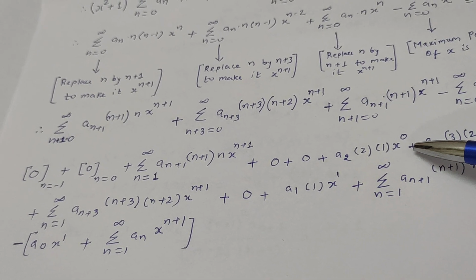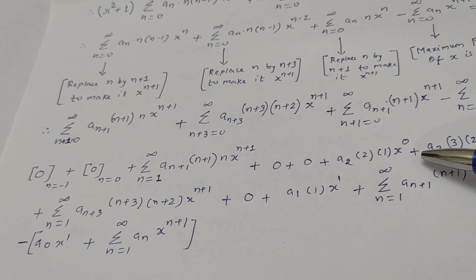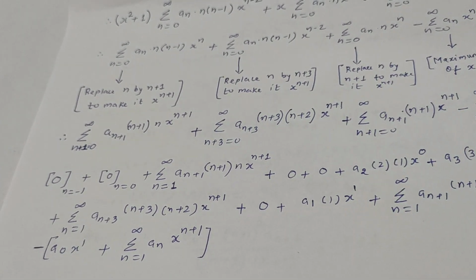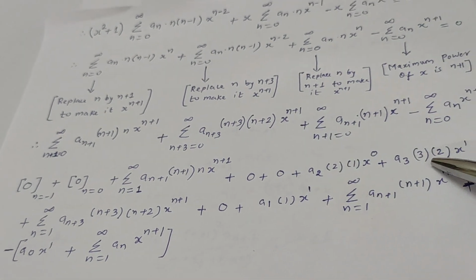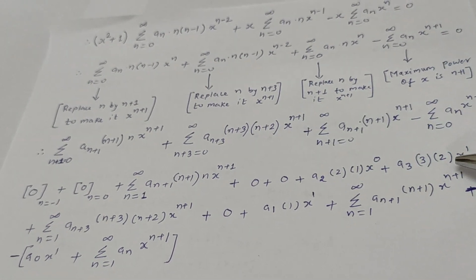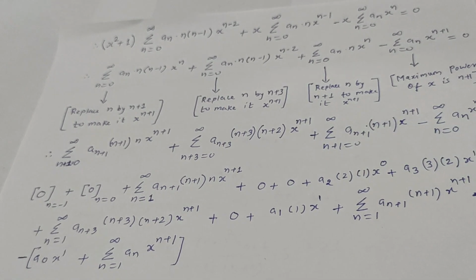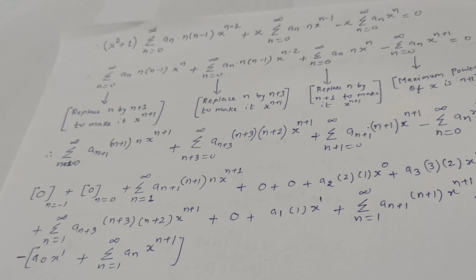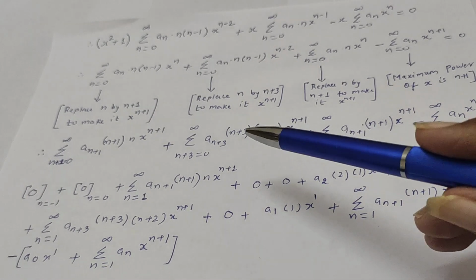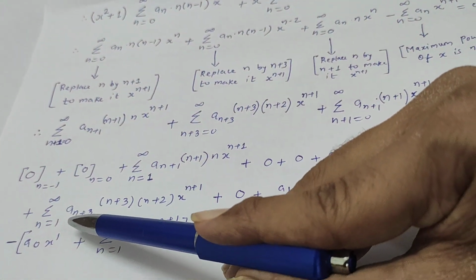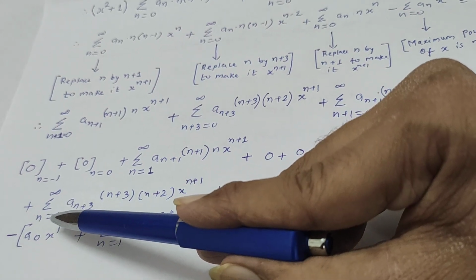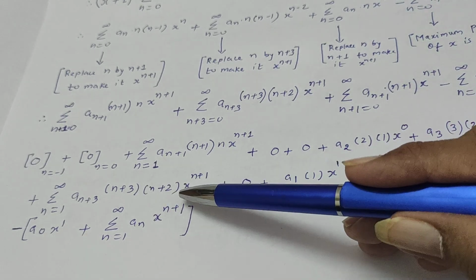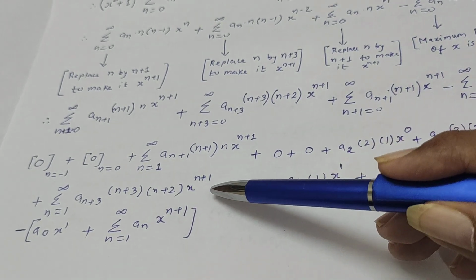Then after, we have to put down the value of n equals to 0. If we put down n equals to 0, it will become a3. 0 plus 3, the result is 3. 0 plus 2, the result is 2. And 0 plus 1, the result is 1. So it will become x raised to 1. Now the remaining term will be as it is. So we have to write it as summation from n equals to 1 to infinite, a(n plus 3), (n plus 3)(n plus 2) into x raised to n plus 1.